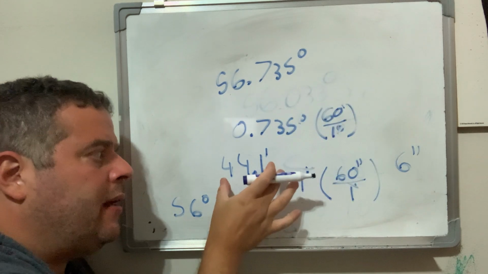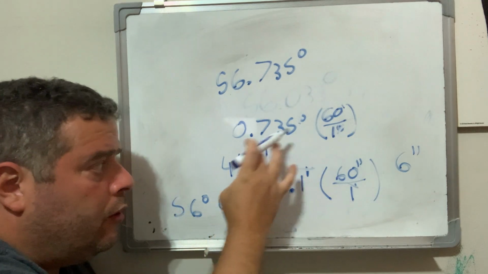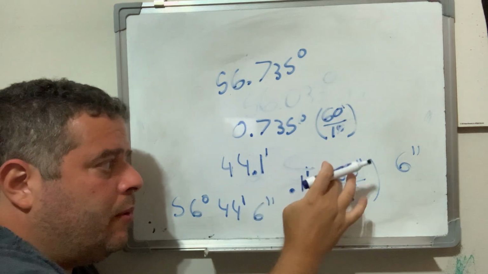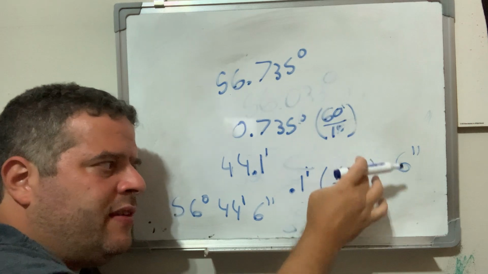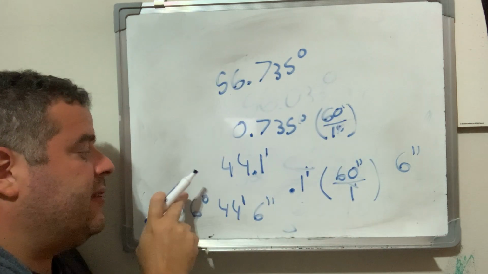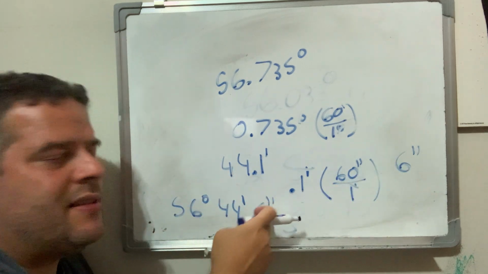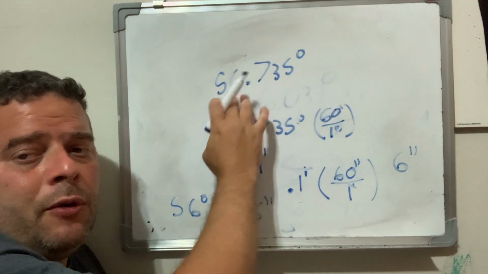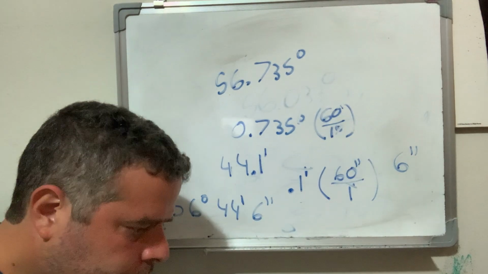After you multiply, you're going to end up with something that looks like this. Minutes. You grab the decimal portion and you turn that decimal portion into seconds by this conversion rate, 60 seconds per 1 minute. Then you just put the exact same degrees, however many minutes you have, however many seconds you have. And we just converted from degree decimal to degree minutes seconds.